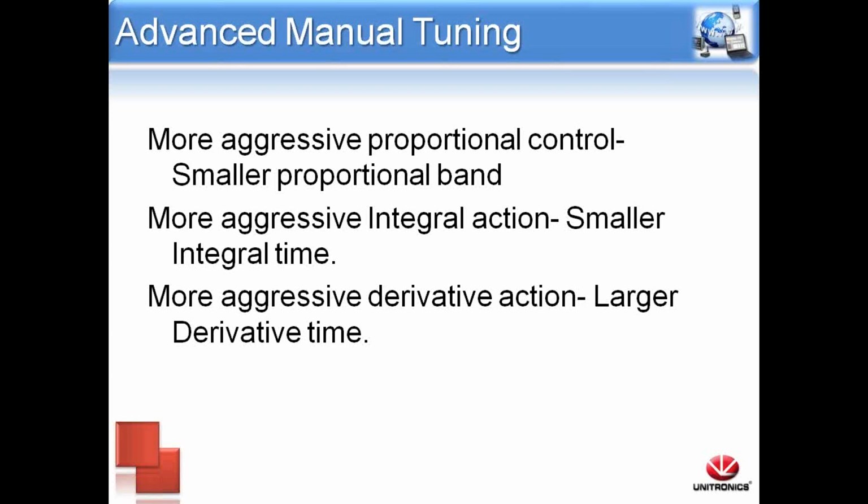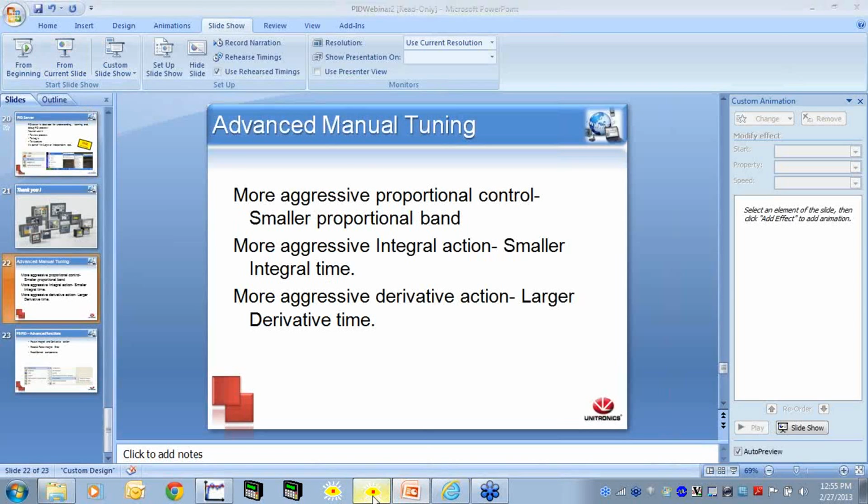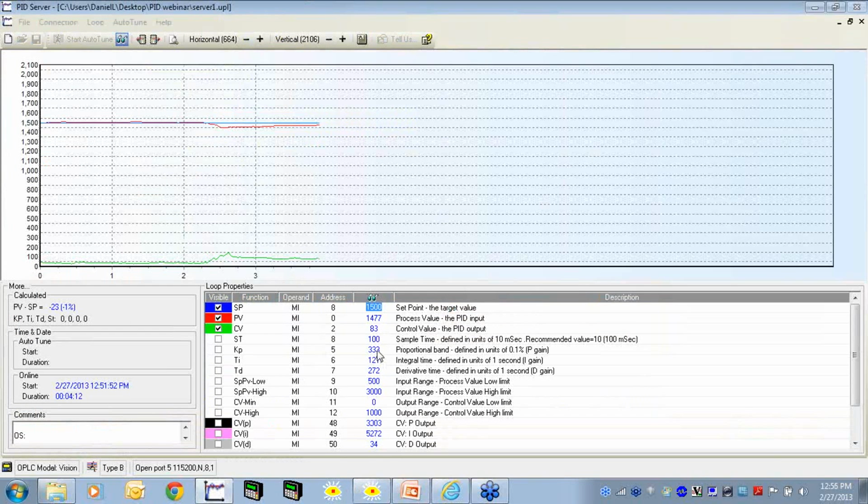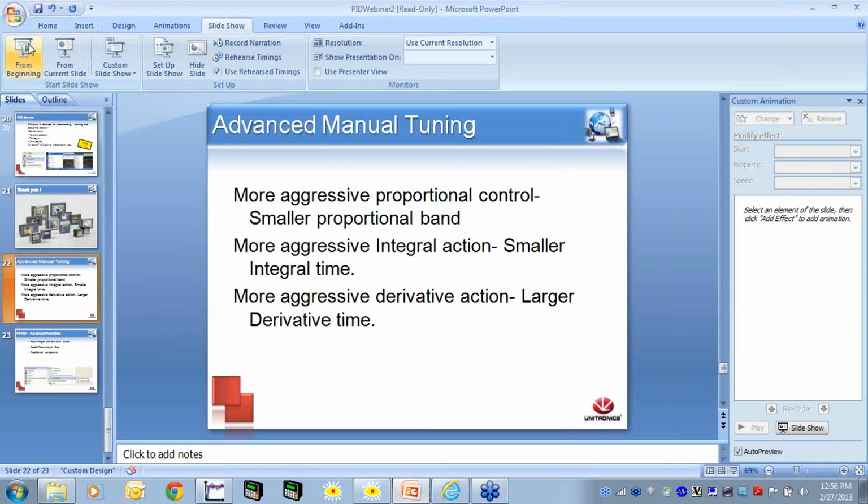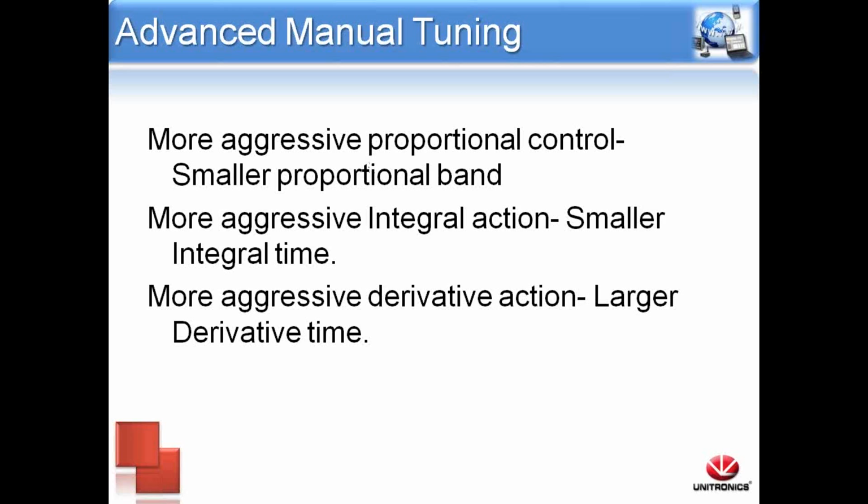Finally, for those interested, I'd just like to talk a little bit about advanced manual tuning. Now, what I mean by advanced manual tuning before I go into this, the PID parameters calculated by the Autotune are shown here. We can manually adjust these three parameters to effectively make the system act different. So a more aggressive proportional control is equal to a smaller proportional band. If we take a smaller percent of the input range and make that our proportional band, we're going to have a more aggressive proportional control. The output is going to stay on longer.